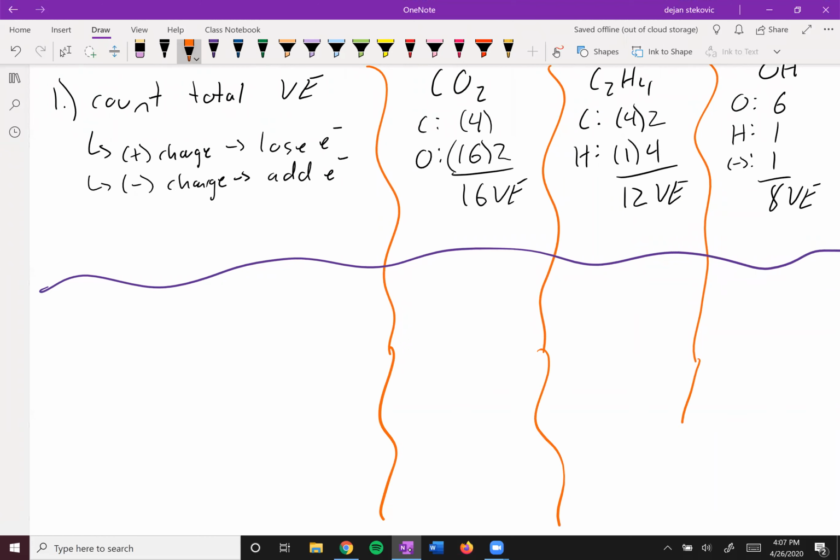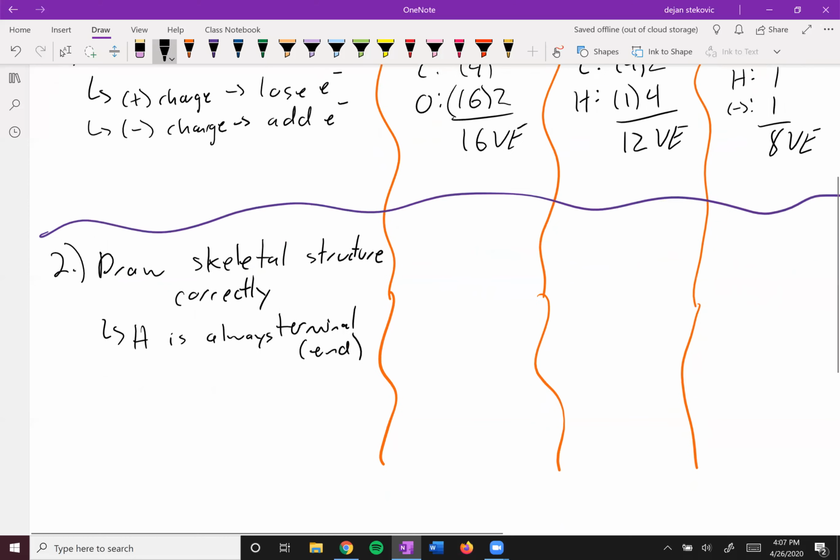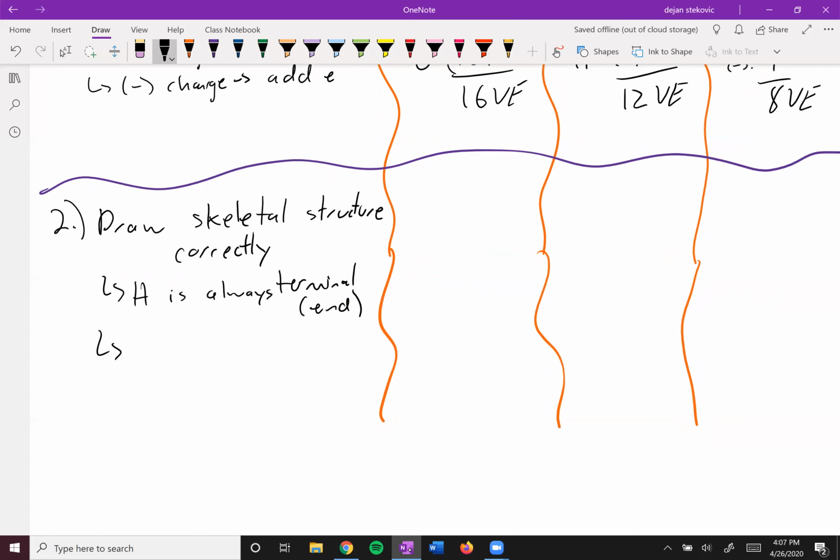Overall, pretty simple. Step 2 is to draw the skeletal structure. But the key thing to do here is to do it correctly. So some rules to help you do this correctly. Hydrogen is always terminal. Terminal means that it's on the end. So hydrogen will never be in the middle of a molecule, only forms 1 bond. And then you put the less electronegative atom in the center. And the last tip for you is that OH is a common motif.